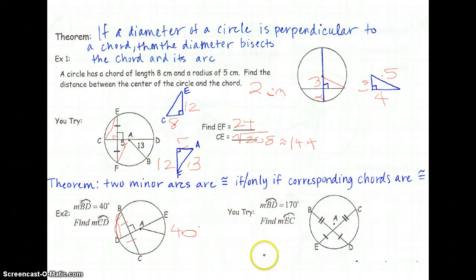For the next example, the measure of arc BD is 170. So from B all the way around to D, I've got 170. As indicated with the two sets of tick marks, those chords are congruent. So chord BD is congruent to chord CE. Therefore, the measure of arc EC is also 170 degrees.